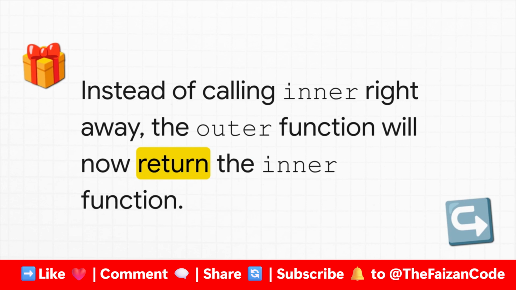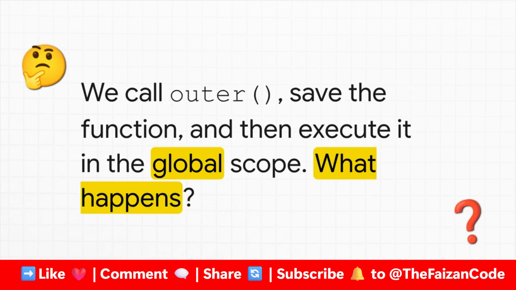So let's switch up our code. Notice the big change here. Instead of calling inner right away, the outer function is now going to return the inner function itself. We're basically handing it over to be used somewhere else. And now, look at this. We call outer, which gives us back the inner function, and we save it in a new variable called newFunc. Then, totally separately, way out in the global scope, we execute newFunc.